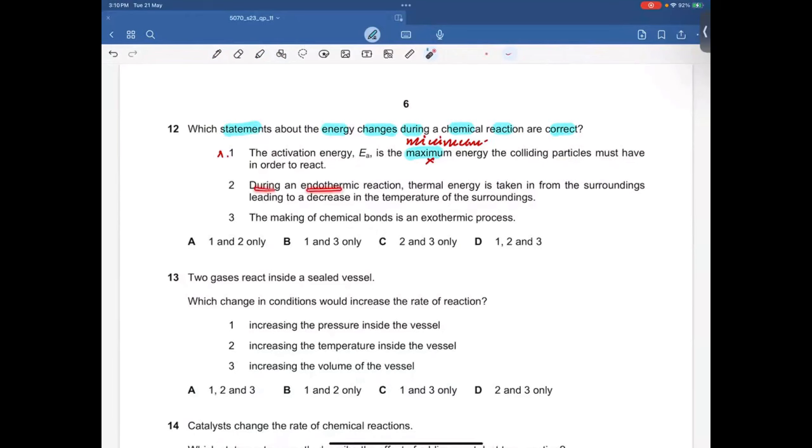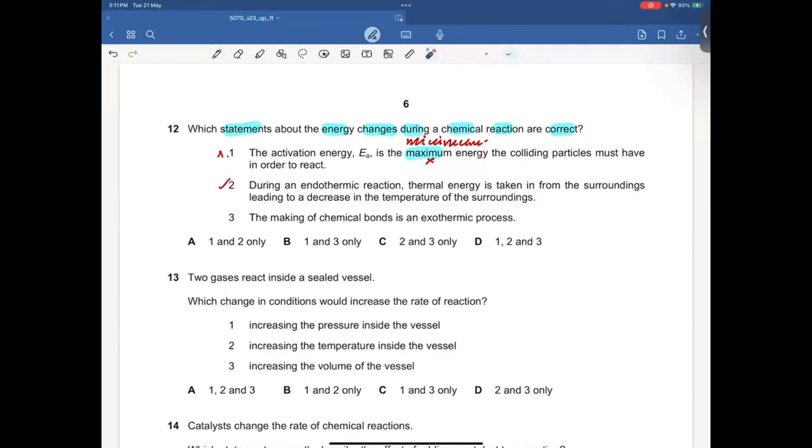During an endothermic reaction, thermal energy is taken in because energy is absorbed in an endothermic reaction. That's right. From the surrounding, leading to the decrease in the temperature of the surrounding. That's absolutely correct. That's what usually happens when an endothermic reaction takes place. I've told you in the class that energy is absorbed. If energy is absorbed from the surrounding to the system, then obviously the temperature of the surrounding decreases. So that's the correct statement.